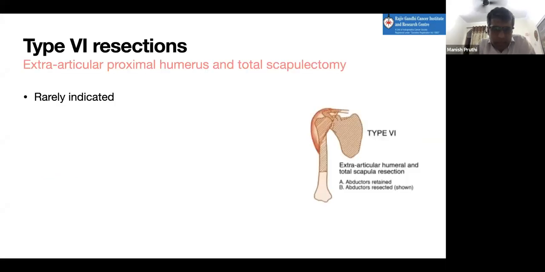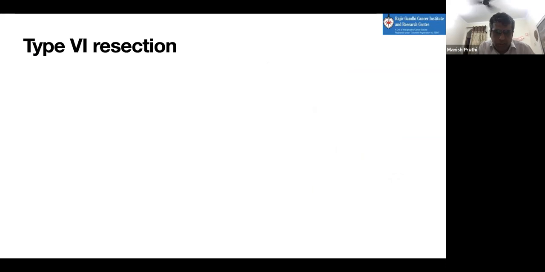Going to the type 6 resections, it is very rarely done. It is a proximal humerus with a total scapulectomy. I have not done a type 6 resection till now in my life. It used to be done earlier when the tumors used to present late with a very big extension into the scapula, but now we are able to pick the tumors early. But yes, it can be done if the tumor is involving more than the medial or lateral 2/3 of the scapula.